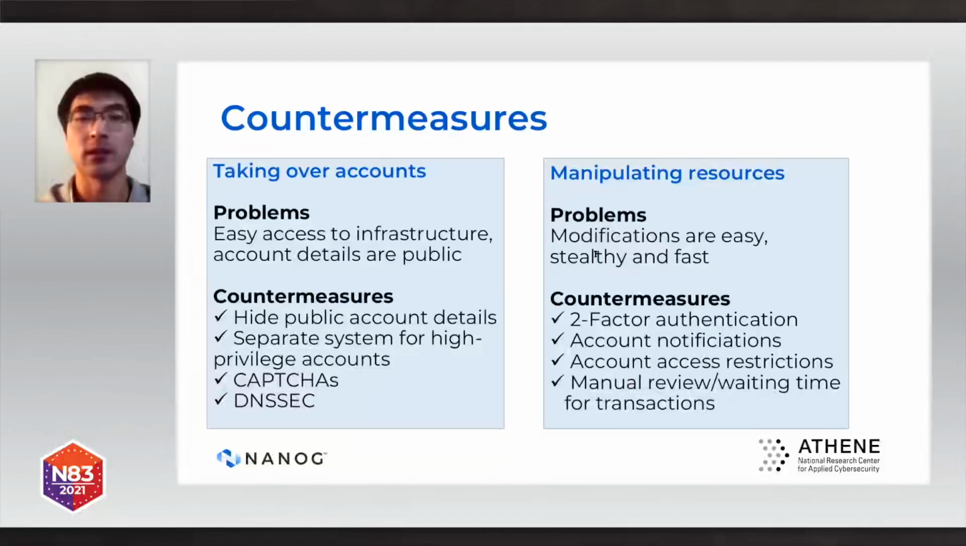How can we countermeasure these attacks? We propose countermeasures in two categories. First, to make it harder to take over accounts. Account details should be better hidden. The system should be separated for high privilege accounts. Captures and DNSSEC would also help.